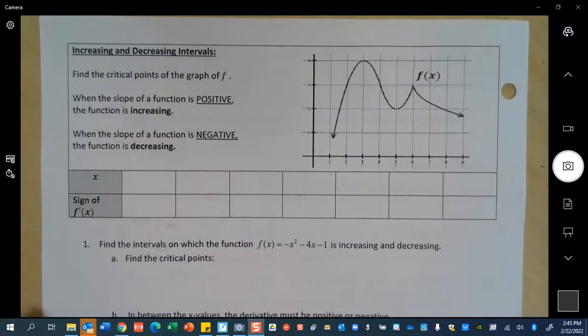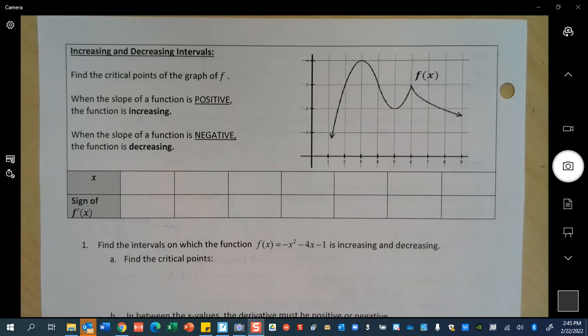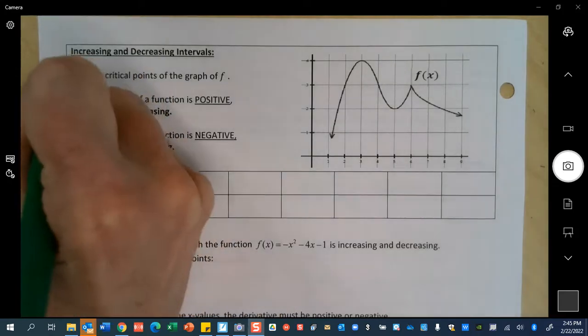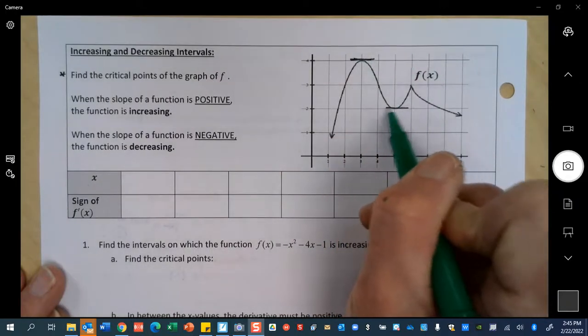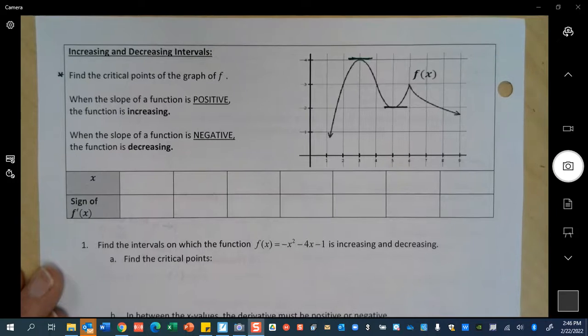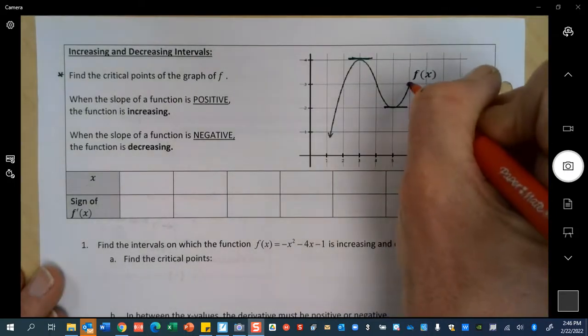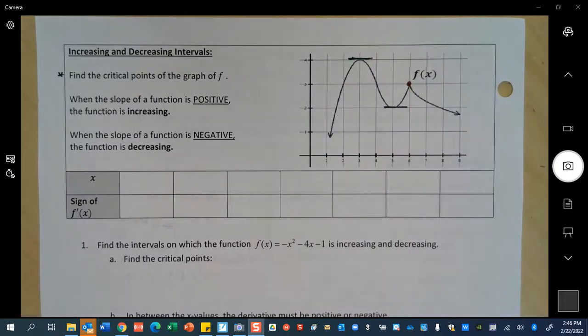And we're talking about the idea of increasing and decreasing intervals. This is where we're looking at what the graph is doing. And what we're going to do first is find our critical points. Our critical points, remember, are where the slope of the tangent line is equal to 0, or where you cannot differentiate that function.